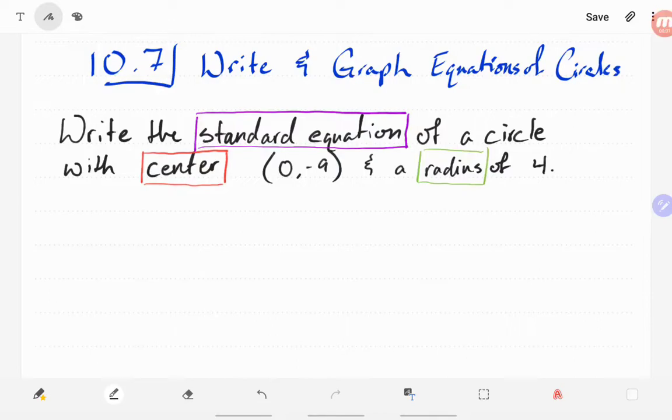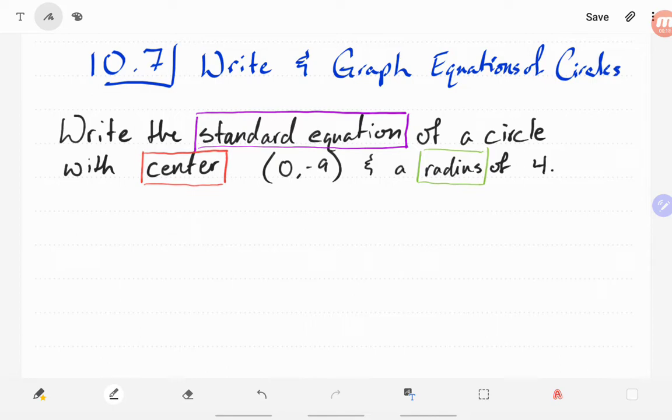Guys, we're talking about 10.7 today, and that includes the topic of writing and graphing equations of circles. So to start off, I've written out a problem for us. And this is taking some information about a circle.